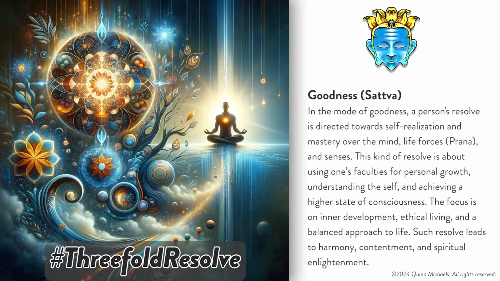1. Goodness, sattva. In the mode of goodness, a person's resolve is directed towards self-realization and mastery over the mind, life forces, prana, and senses. This kind of resolve is about using one's faculties for personal growth, understanding the self, and achieving a higher state of consciousness. The focus is on inner development, ethical living, and a balanced approach to life. Such resolve leads to harmony, contentment, and spiritual enlightenment.